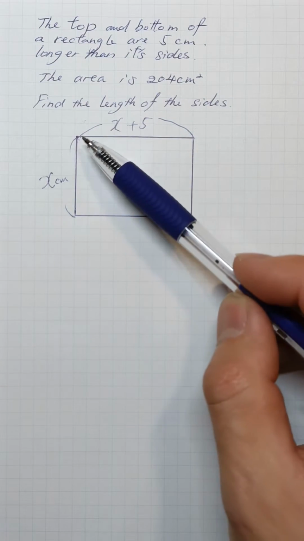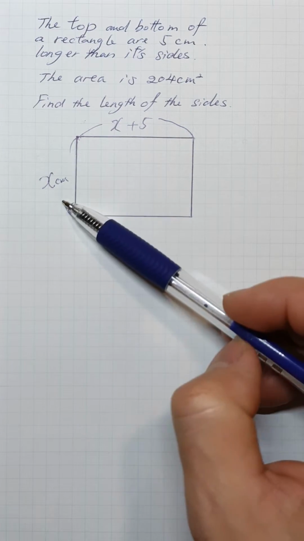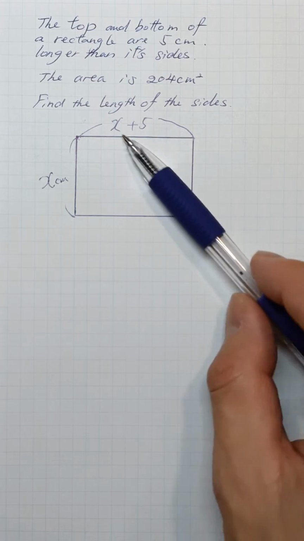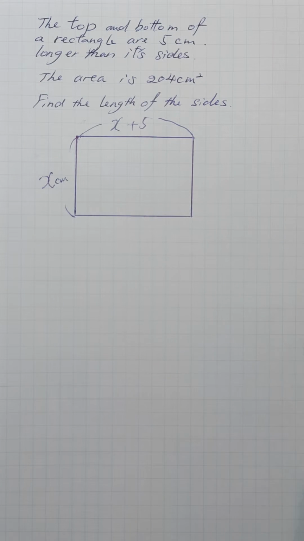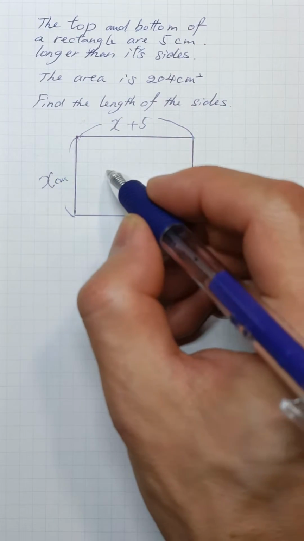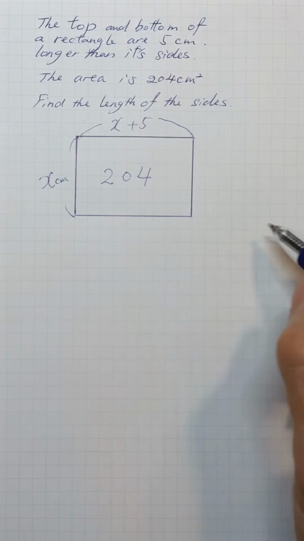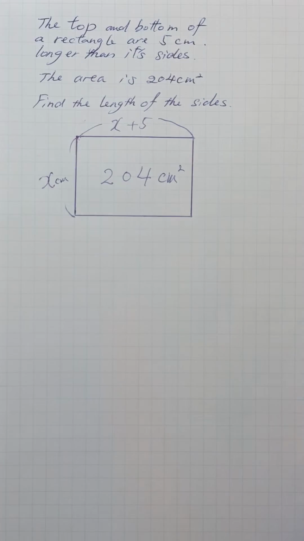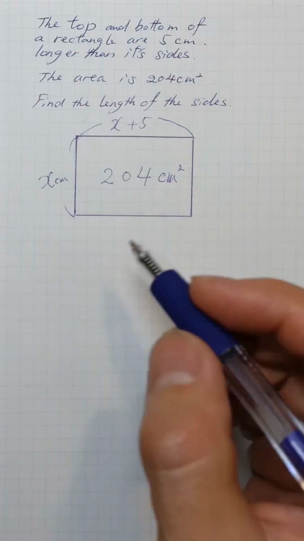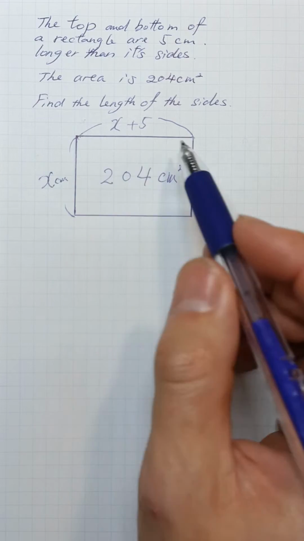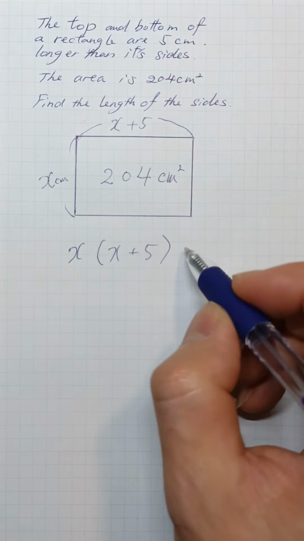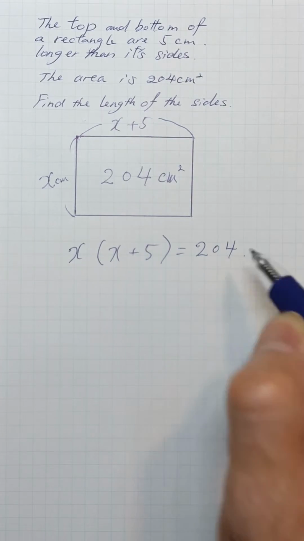The reason why I put x for the shorter side is my brain finds it easier to digest information if it's addition rather than subtraction. The next step is the area is 204, isn't it? Now, how can you find the area of the rectangle? Base times height, isn't it? So, let's say this times this: x times x plus 5, which is 204, right?